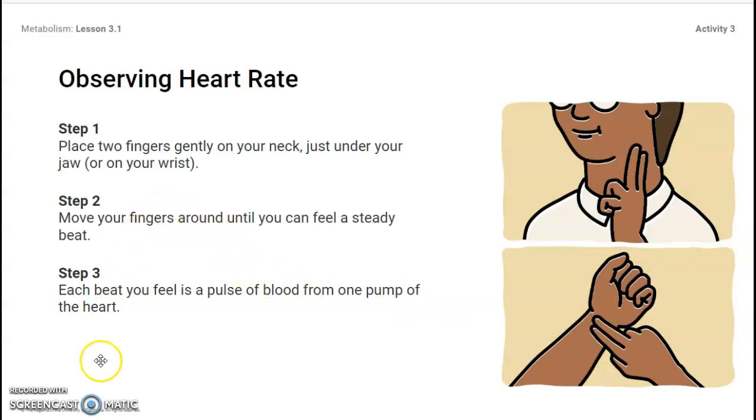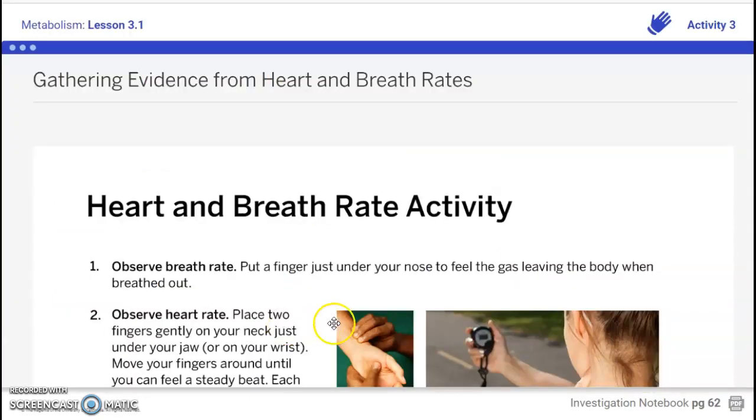If you want help, you can always feel free to ask me, but move your fingers around and see if you can find a steady heartbeat, or a pump. You can feel it pulsing underneath your fingers so that you can count it in your 1 minute of time. So you're going to go ahead and pause the video here.